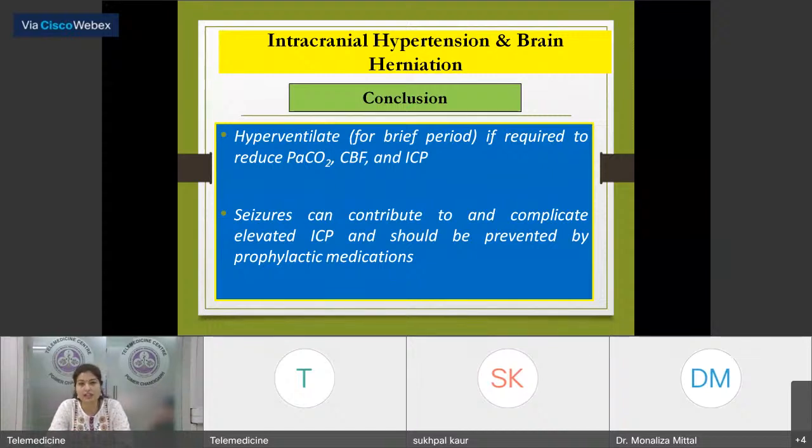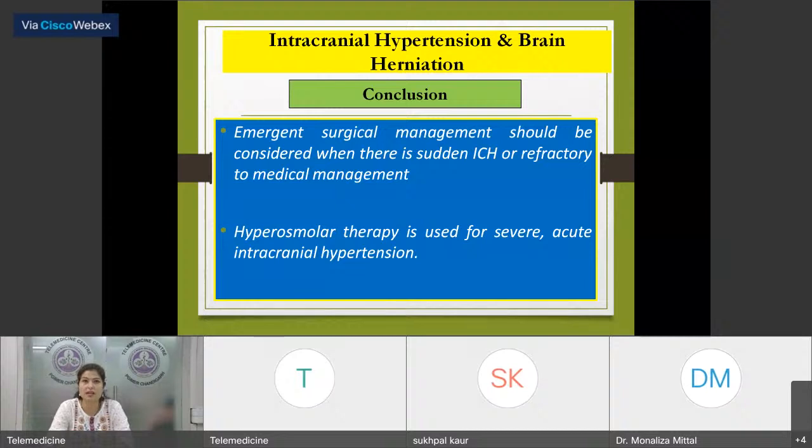Seizures, which can definitely increase the cerebral metabolic rate and complicate the elevated ICP, have to be kept in check, so they should be prevented by prophylactic therapy. Emergent surgical management should be considered when there is sudden intracranial hypertension or it is refractory to medical management. When we know that our standard medical management is not controlling the ICP, we can take the help of surgical management. And osmolar therapy, which includes hypertonic saline and mannitol, can be used for severe and acute intracranial pressure.